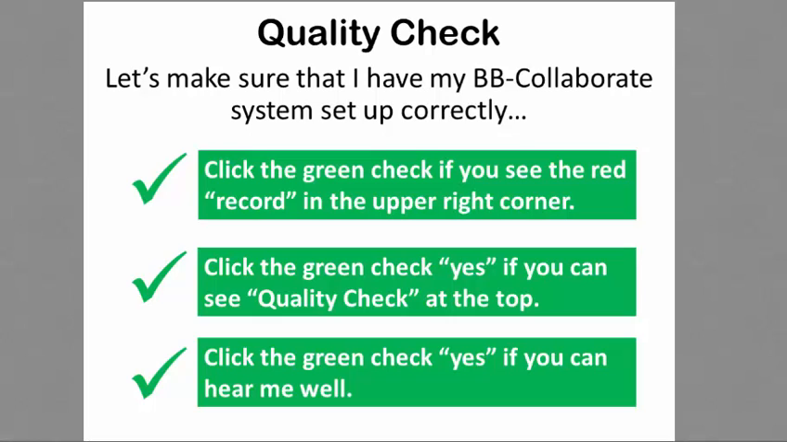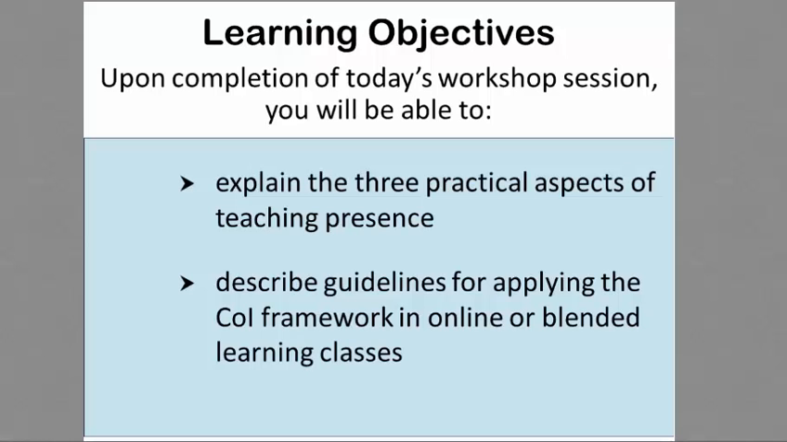Go ahead and give me a green check if you can see the red record in the upper right corner. Yes. Oh, yours is not working, Melanie? How do you do a check? A check is above where the... Oh, wait, I got it. There's a little checkbox. I got it. In case anybody else couldn't hear. Okay. Now give me a green check if you can see quality check at the top of the screen. Fantastic. And one last green check if you can hear me, which obviously at this point you can. Okay, fantastic. Let's move on.